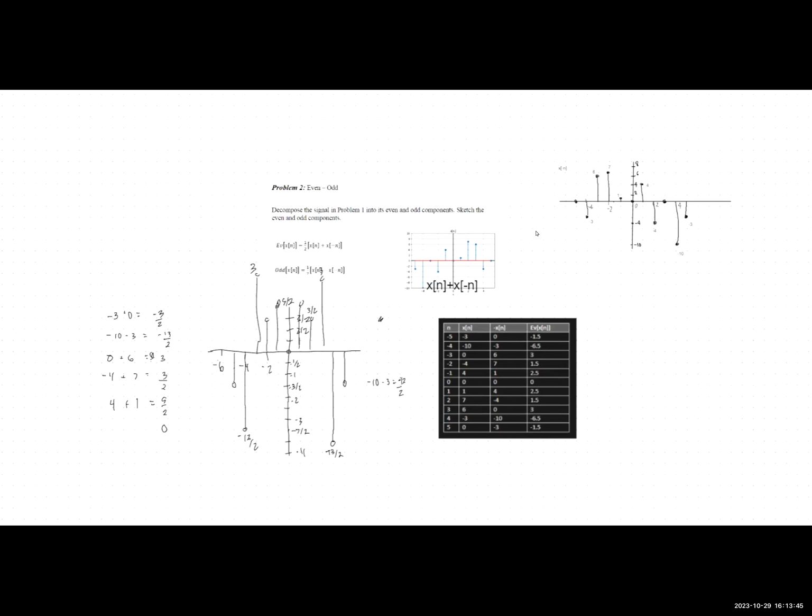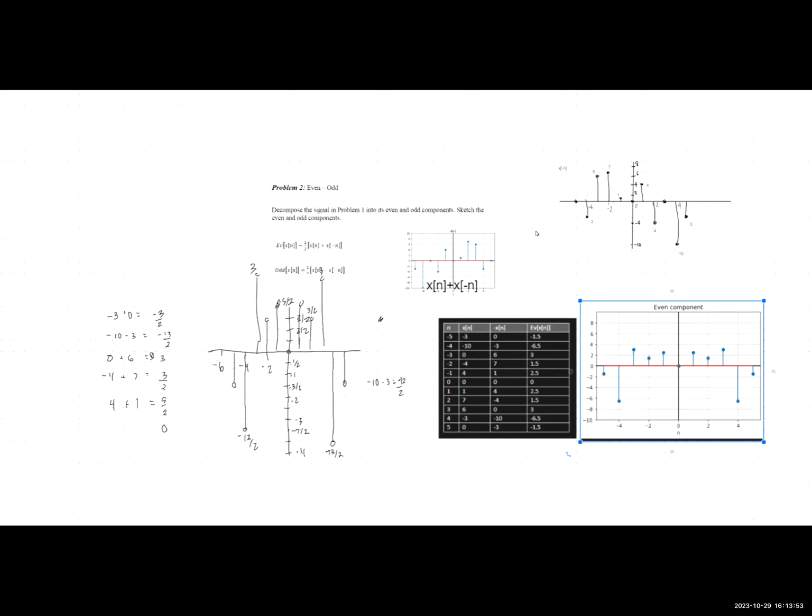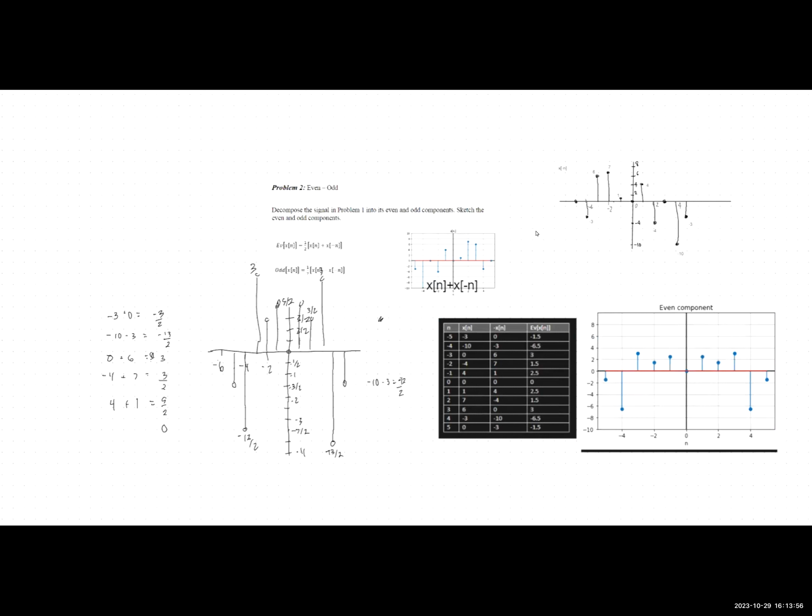That's the table we have in our solutions, and this is the actual graph that I made using Python for the even component. So -1.5, -6.5, 3, 1.5, 2.5, 1.5, 3, and -6.5 and -1.5. Well, that's great. Okay, so it looks like you finally sorted out your scale, Isabella. All right, so it looks like we have the same answer.